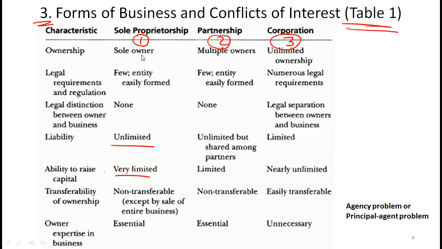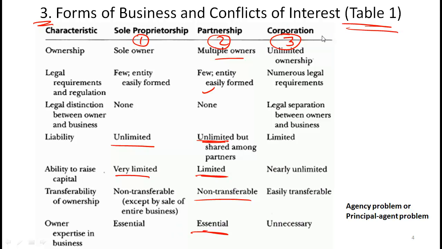Partnership is simply an enhanced version of sole owner, where you have multiple owners. Again, relatively easy to form. Is there a legal distinction between owners and business? Not really. Liability, again, it's very high but shared amongst the owners. Limited ability to raise capital, ownership not transferable, and again expertise is essential.